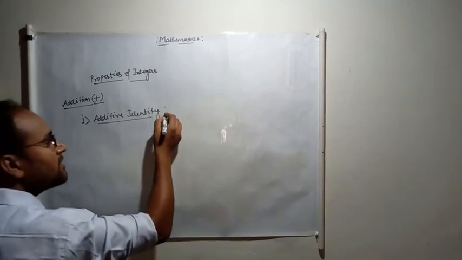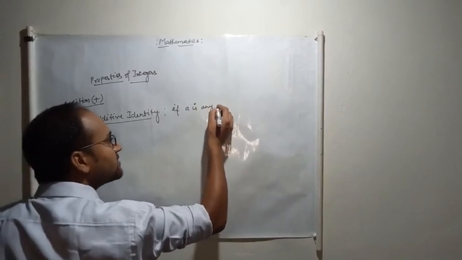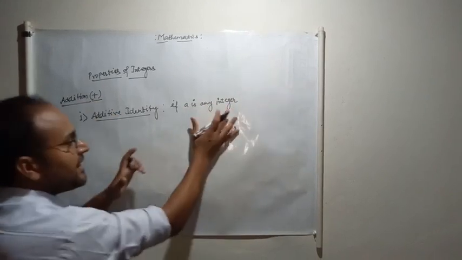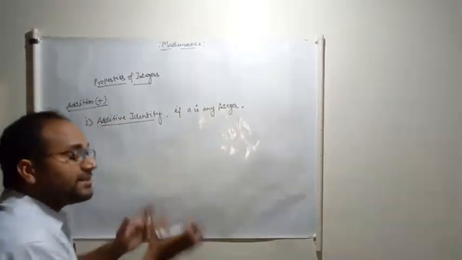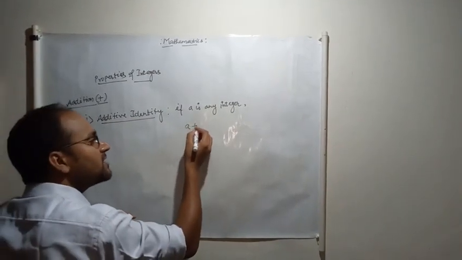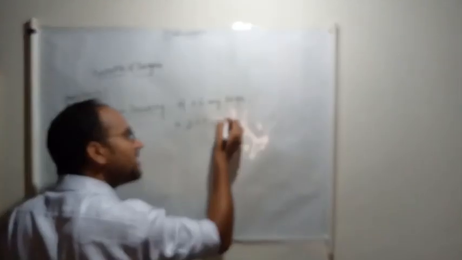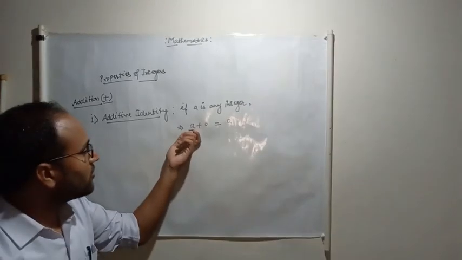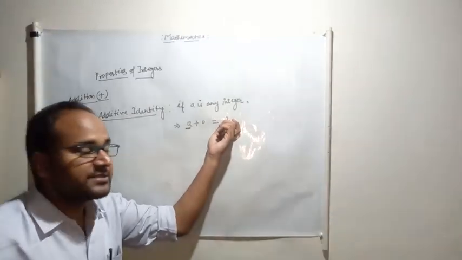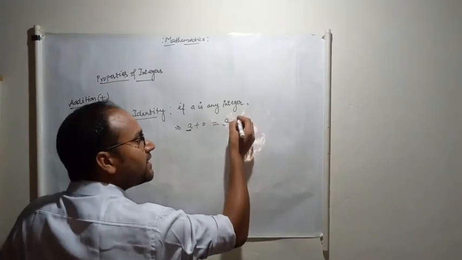So if a is any integer, and in this integer if we add 0, then what do we get? a plus 0. If we add 0 to this integer, we get it again. There is not going to be any change in a. We get the same integer. a plus 0 is equal to a.